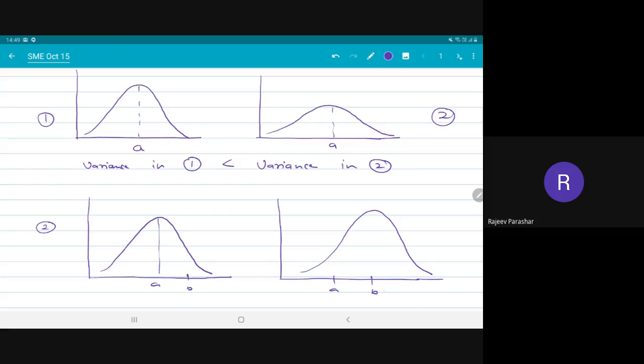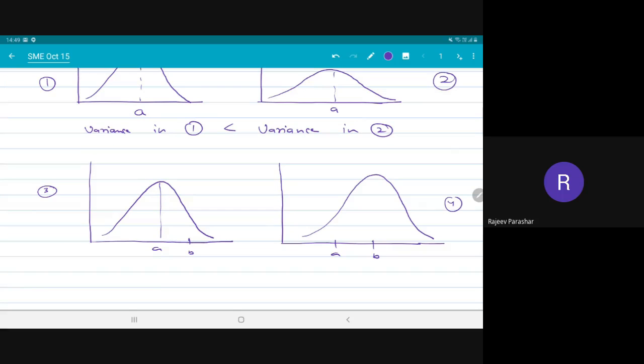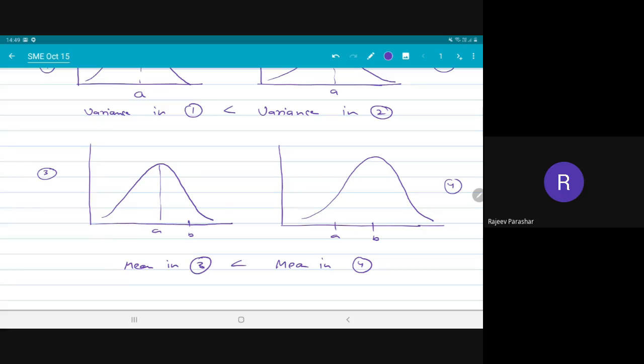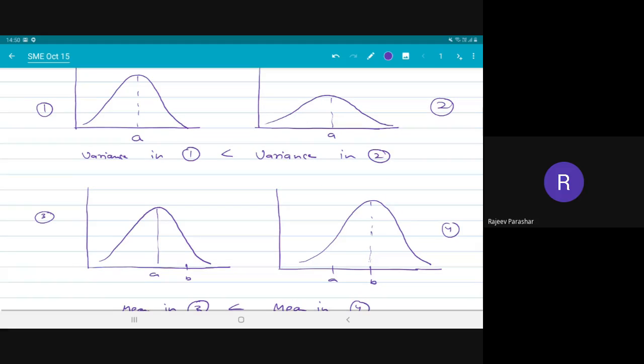So in panel 3 and 4, what I've tried to do is keep the variance the same. Mean in 3 is less than mean in 4. Variance I've tried to keep similar. Now, does this answer your query? We don't know the exact values of means and variance. They are arbitrary. We can just compare their magnitudes with the information that we have right now. Is this fine?